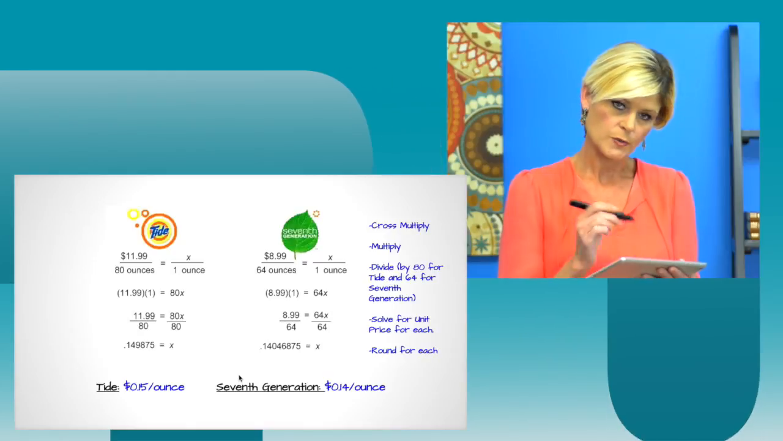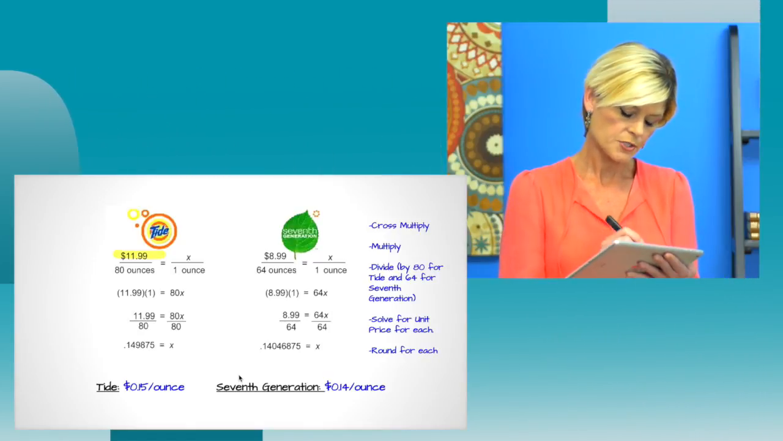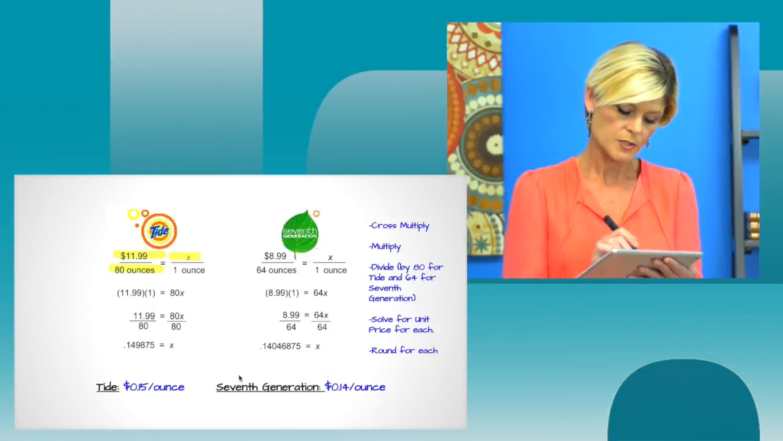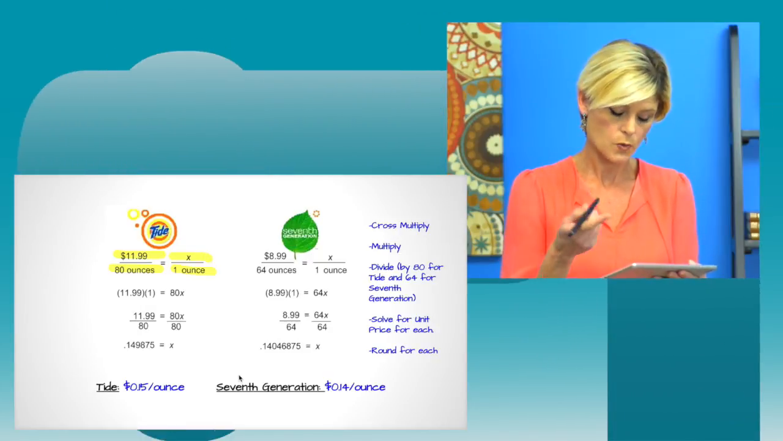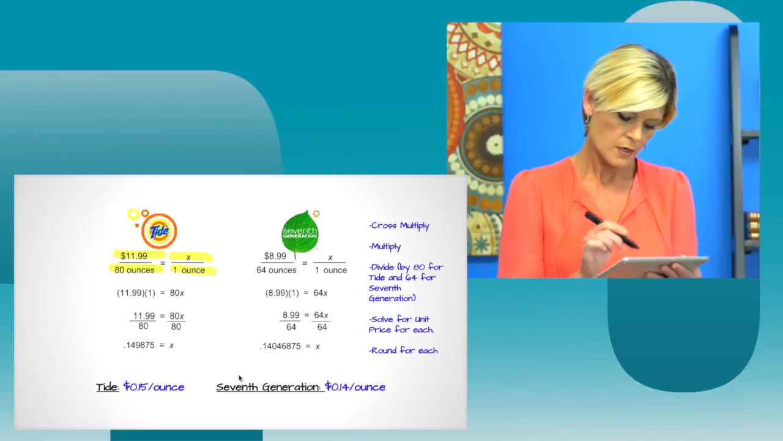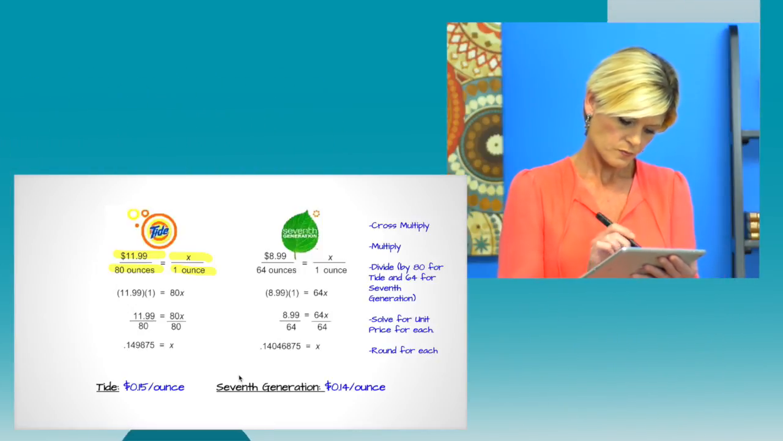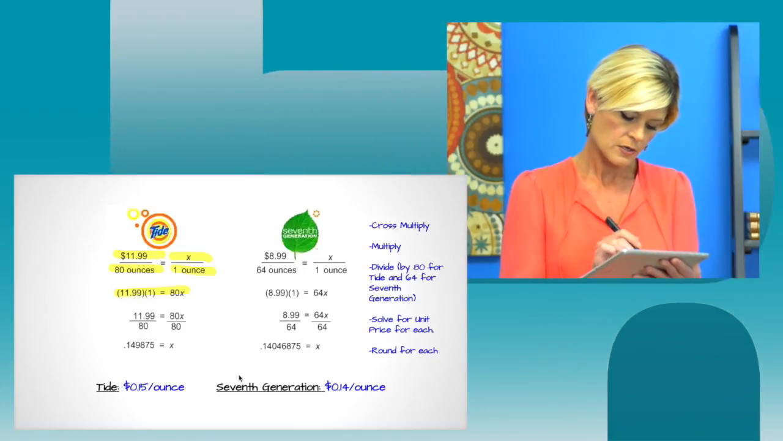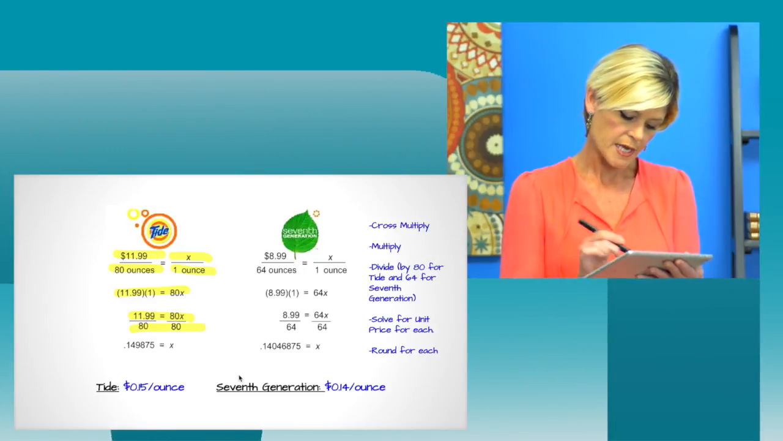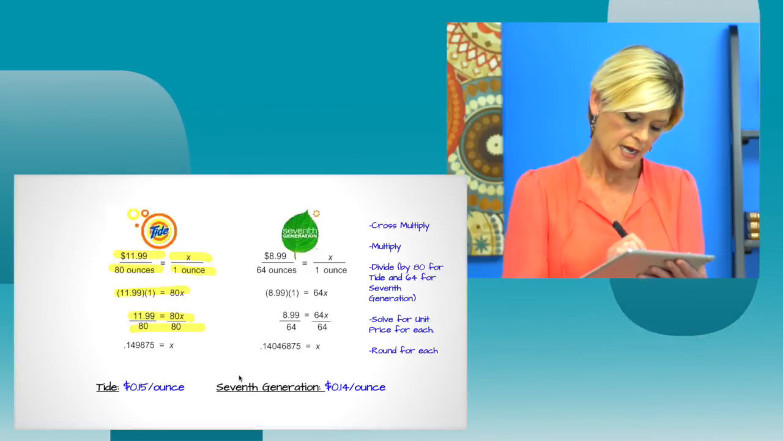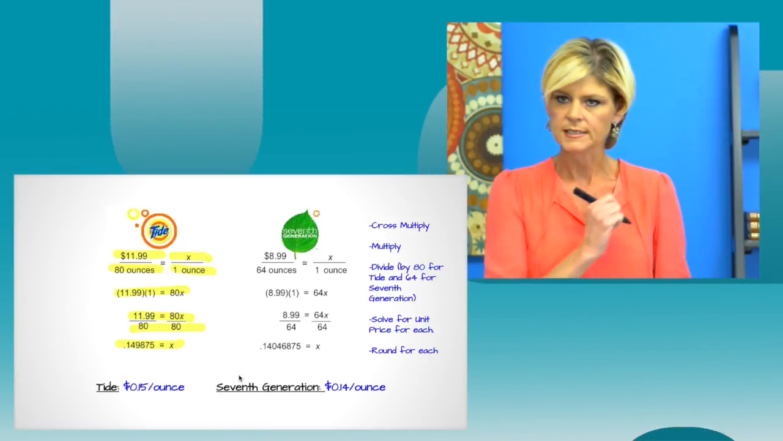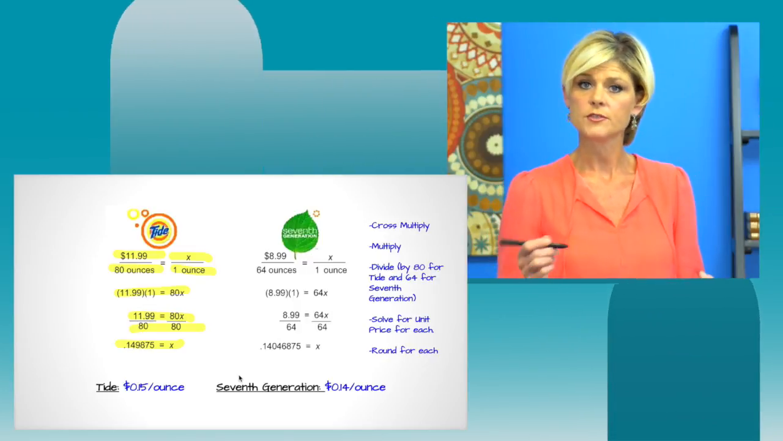The first thing we're going to do is set up $11.99. That's how much it costs for 80 ounces. We want to know how much it costs per ounce, so for 1 ounce. So I'll put X there as my variable. Cross multiply. $11.99 times 1 equals 80x. Then I'll divide both sides by 80. And for Tide, I have X equals 0.149875. And we'll just set that aside for a minute while we do the Seventh Generation.